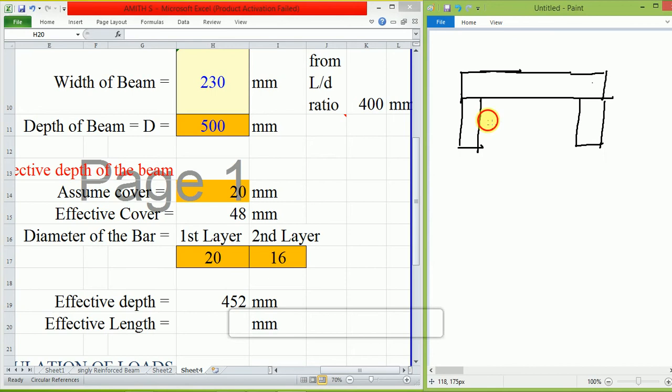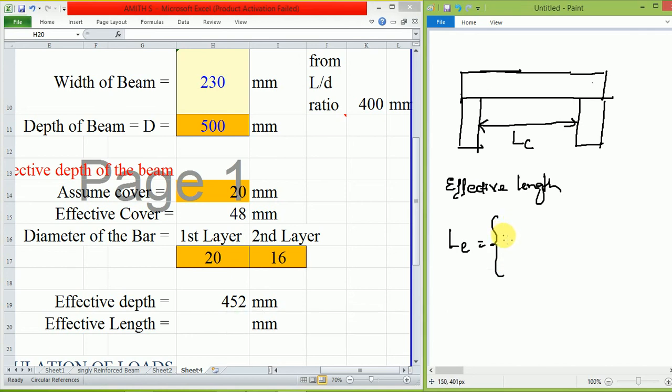Fine. So this would be the beam and this is the clear span. I need to find the effective length. So L effective is equal to, we have two formulas for this. One is length of clear span plus effective depth, then length of clear span plus width of the beam. I just take it as B or W, whatever it may be. We need to do the calculation of these two things. I need to take the value of the minimum of these two things.